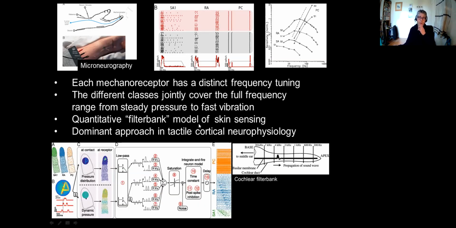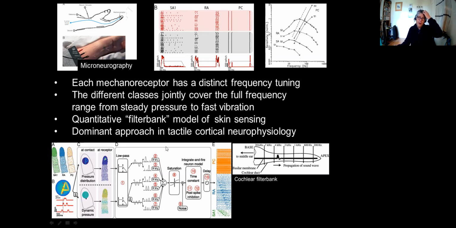And this has led to what one might call the filter bank model of skin sensing. So here is, in fact, the cochlea of the ear. We know that the membrane of the cochlea projects different frequencies of sound to different points along the basilar membrane, and auditory nerves hang off this membrane at different points. That's how you can hear all the way from high frequency to low frequency. So that's an auditory filter bank. And the skin has a pretty similar kind of frequency filter bank according to classical models, because you have different receptor classes which tap different frequencies of skin vibration.